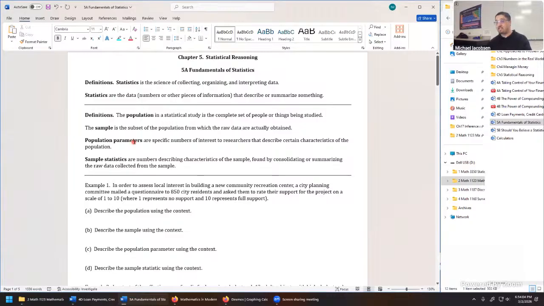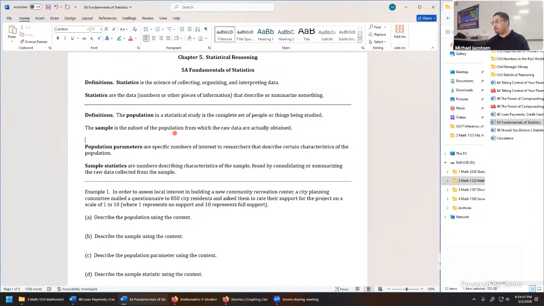But when you use the word statistics differently, statistics are the data, numbers or other pieces of information that summarize something, like a sample average or a sample standard deviation. You're talking about statistics as a number versus statistics as an entire science in the first definition. That's important because we have a definition of sample statistics, and we have a chapter called statistical reasoning. When we say statistical reasoning, we really mean the first definition. When we say sample statistics, we mean the second definition. So that's the first breakdown.